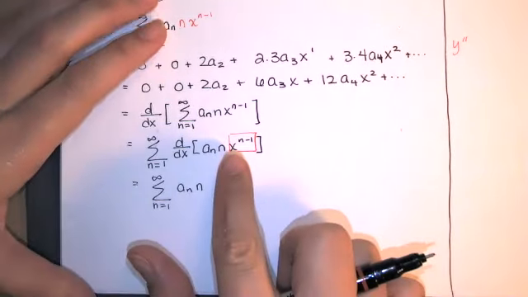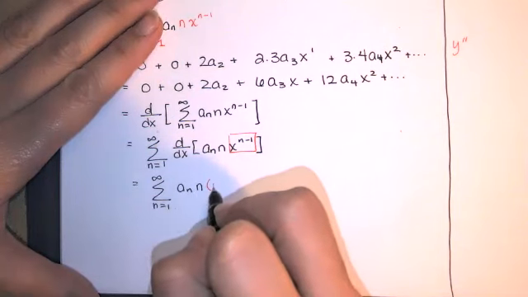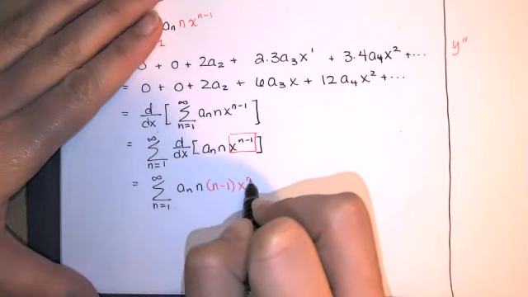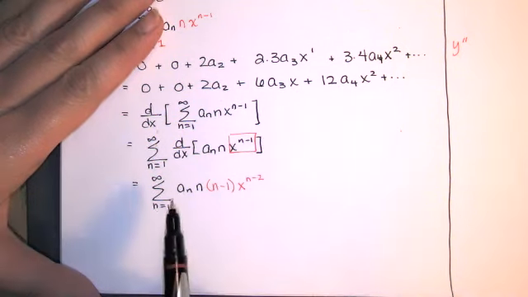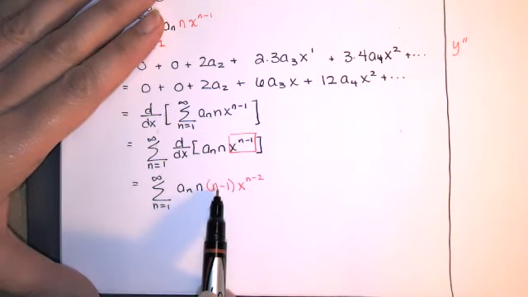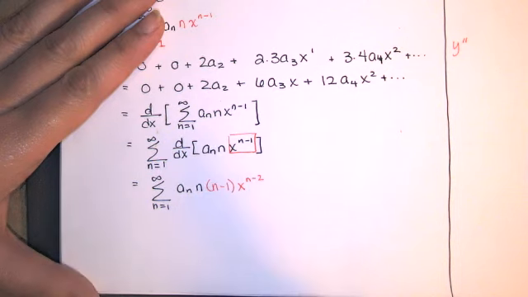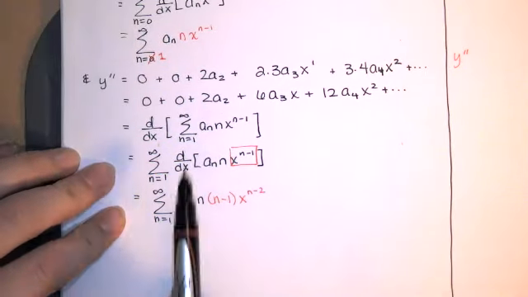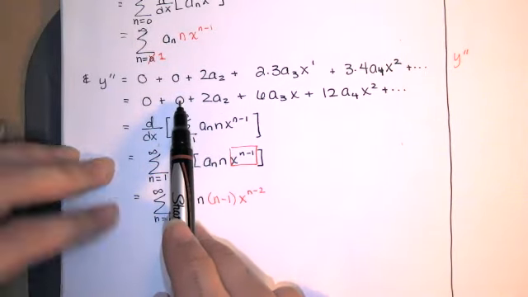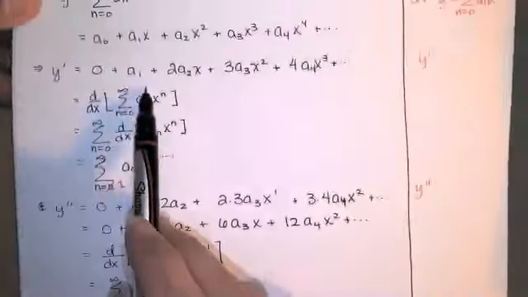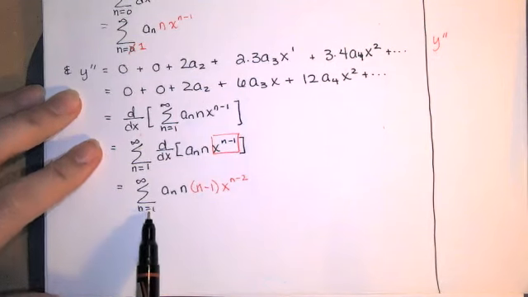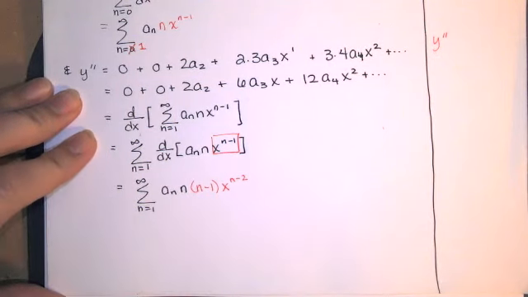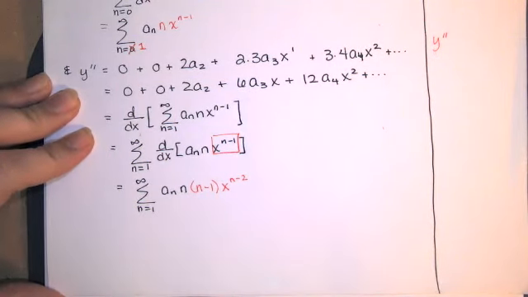The derivative of x to some power is that power times x to the 1 less power. But notice that when n equals 1, I get a 0 here because 1 minus 1 is 0. When n equals 1, I get this term, that 0, which was the derivative of that a sub 1. So I don't want to start counting at n equals 1 because then I'd be adding that 0 at the beginning, and I prefer not to add that 0 at the beginning.